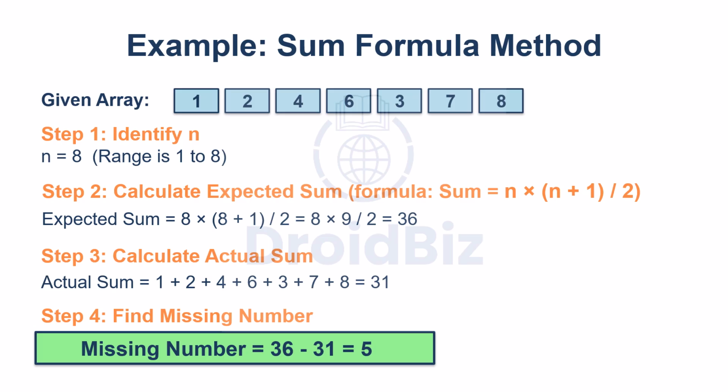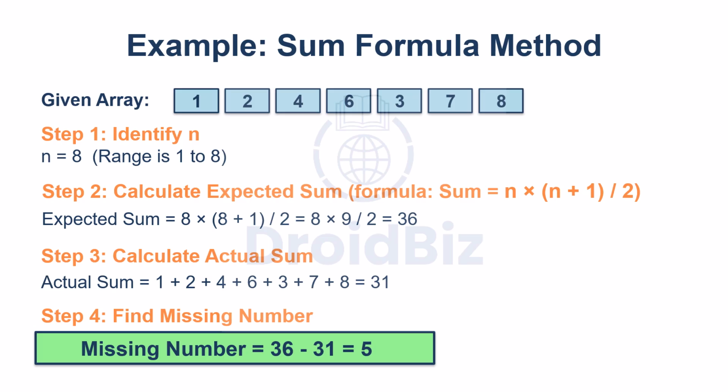Step 2. Calculate the expected sum using our formula. Expected sum equals 8 times 8 plus 1, divided by 2. That's 8 times 9, divided by 2, which equals 36. Step 3. Calculate the actual sum by adding all array elements. 1 plus 2 plus 4 plus 6 plus 3 plus 7 plus 8 equals 31.